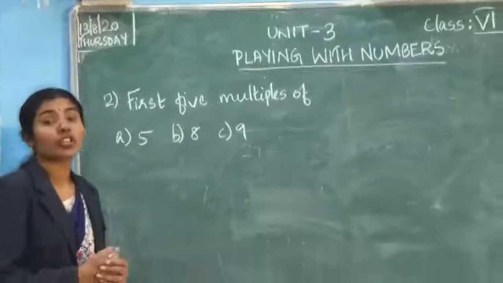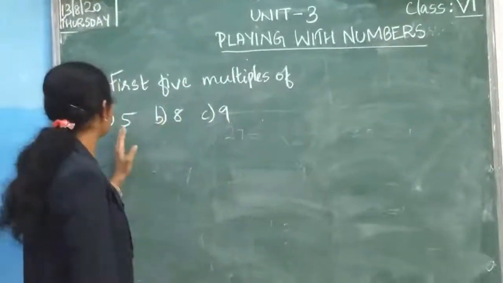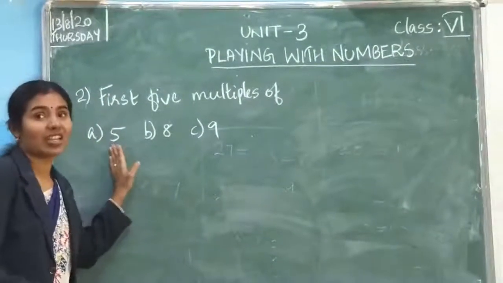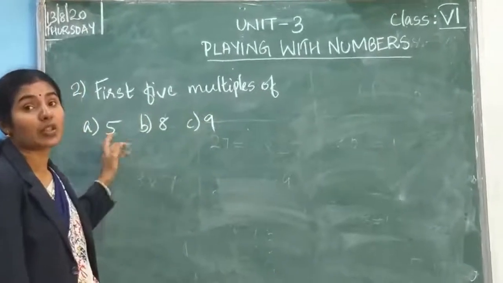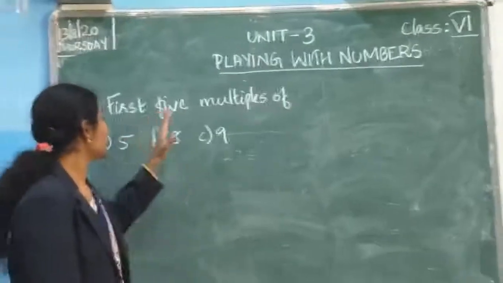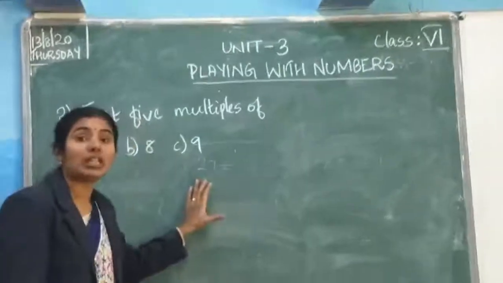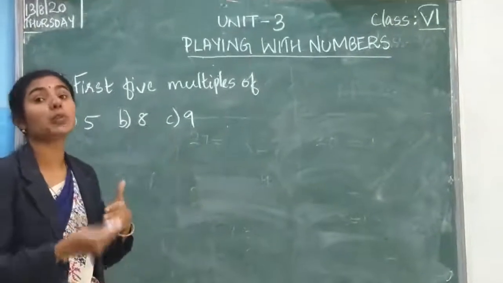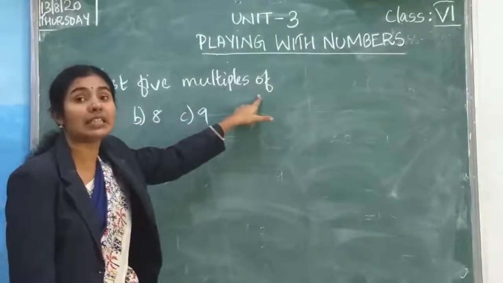Next question. Write 5 multiples of numbers. So the first question: first 5 multiples of 5. So what are the multiples? How do you find the multiple of 5? By multiplying 5 with any number, you will get some products. Each product you should call a multiple.